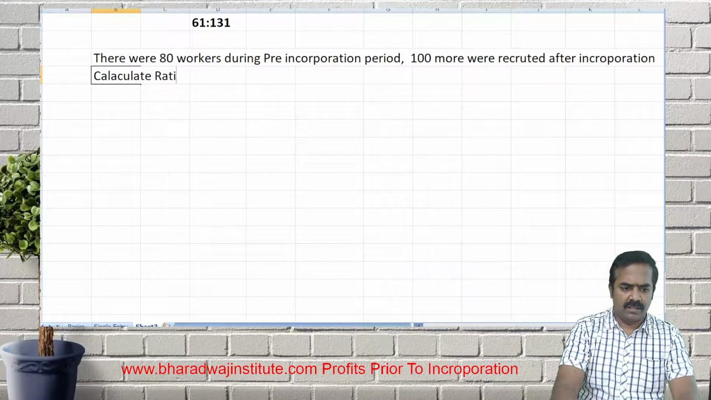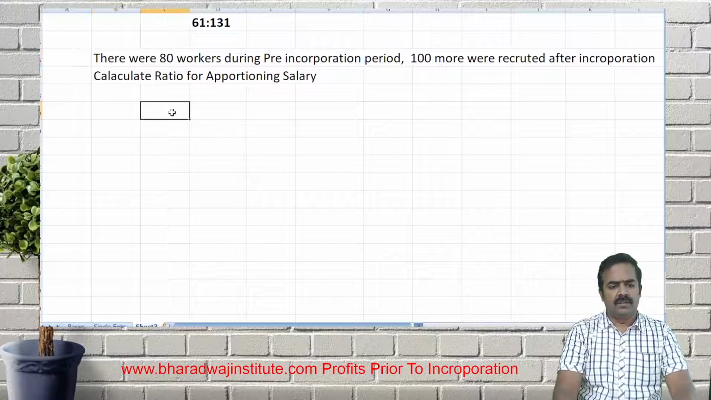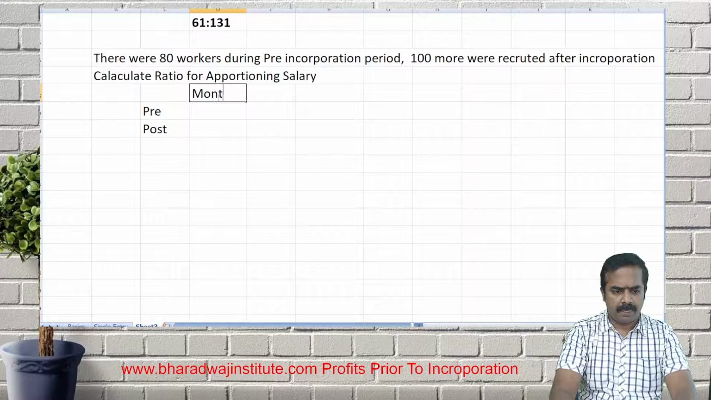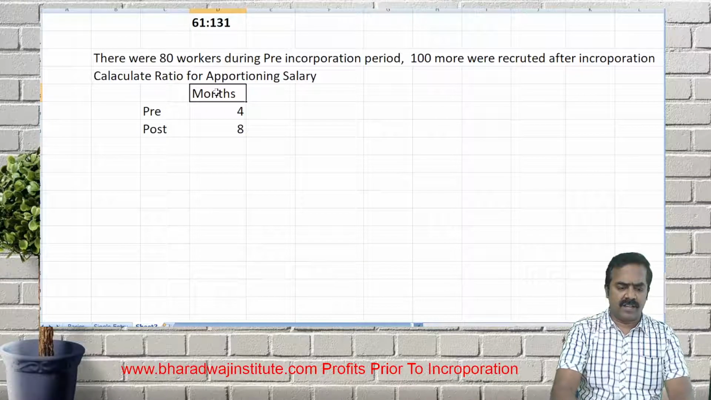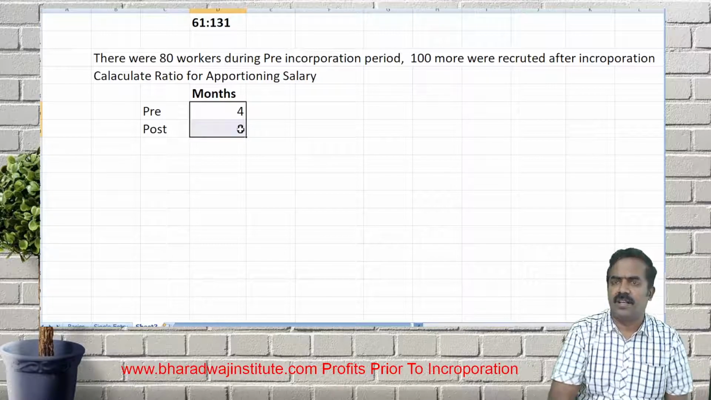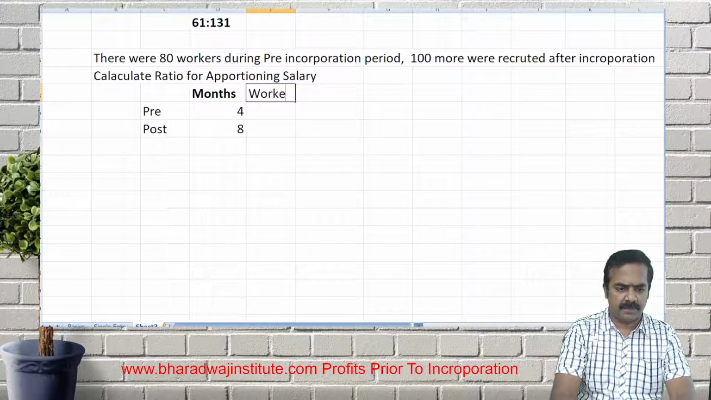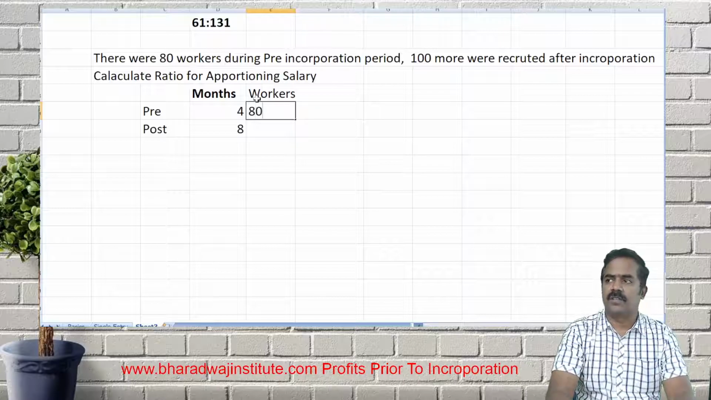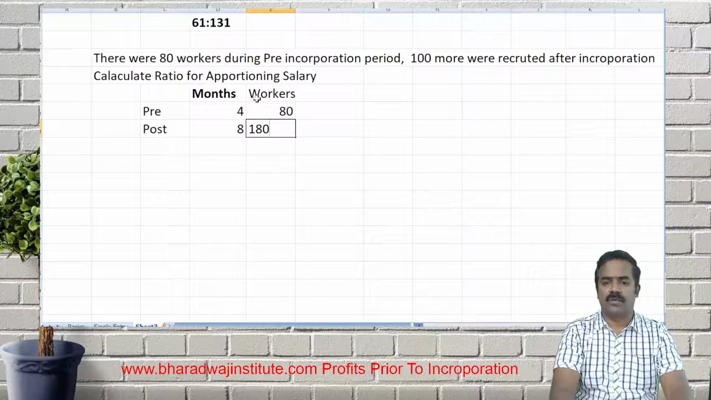Calculate ratio for apportioning salary. Okay. Pre-incorporation, post-incorporation, how many months? 4 months and what? 8 months. Generally, the salary will be allocated based on time ratio. But here, workers changed. Workers, எவ்வளோ workers இருக்காங்க? Pre-incorporation, how many workers? 80 workers. Post-incorporation, 180 workers. 100 more were recruited in கொடுத்திருக்கோம்.